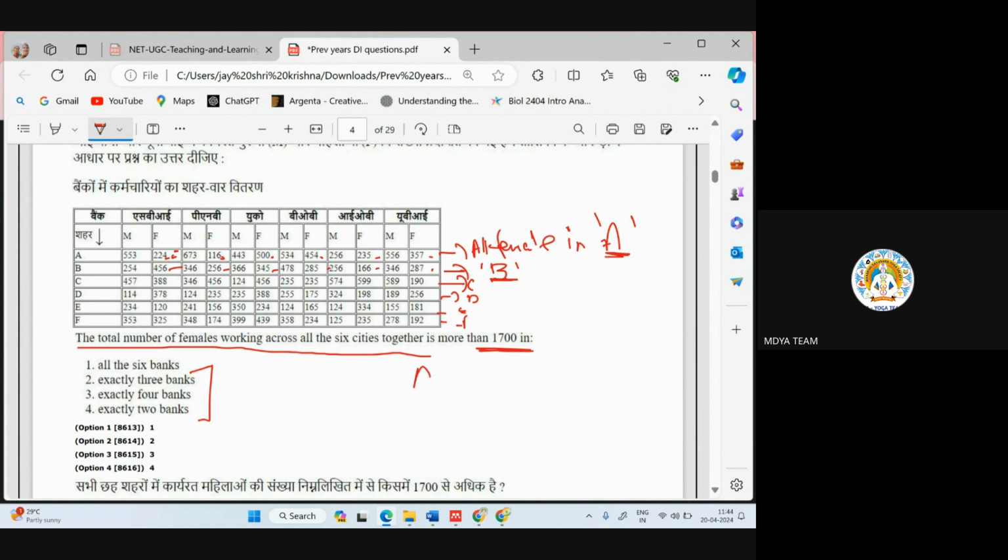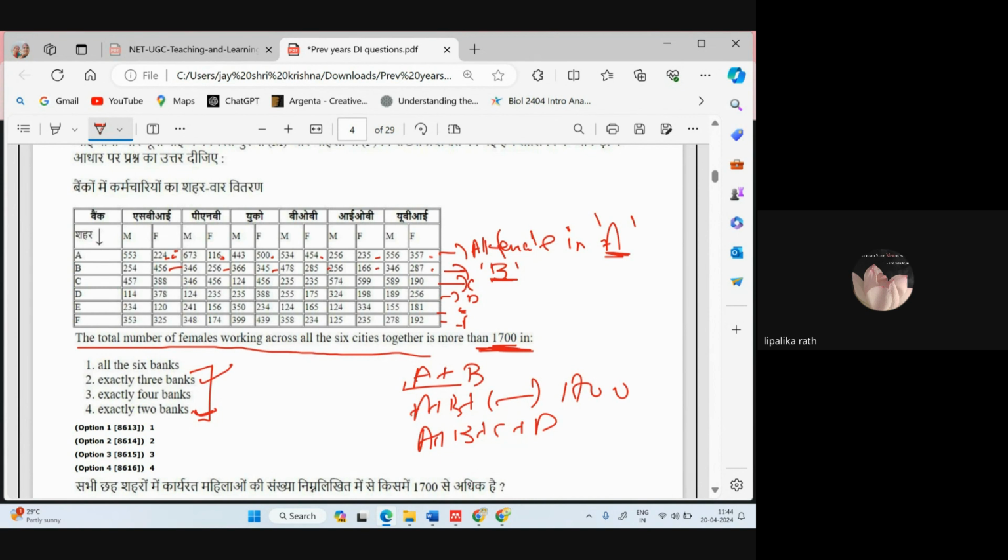First you will add A plus B, then A plus B plus C, then A plus B plus C plus D, and similarly A plus B plus C plus D plus E. Whenever you get a number more than 1700, if you get it by only adding A plus B, then you will mark exactly 2 banks. If you add A plus B plus C and only then get a number greater than 1700, then you will mark exactly 3 banks. Understood? Yes, sir. Got it.